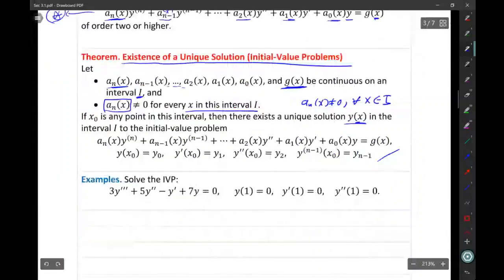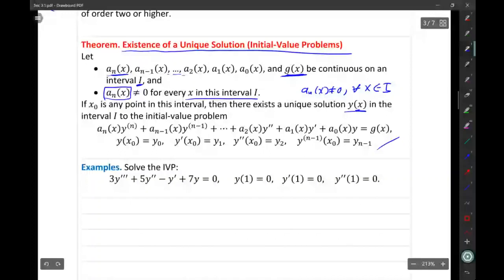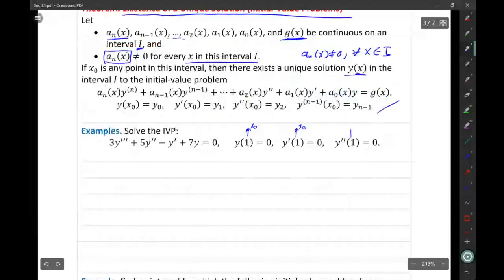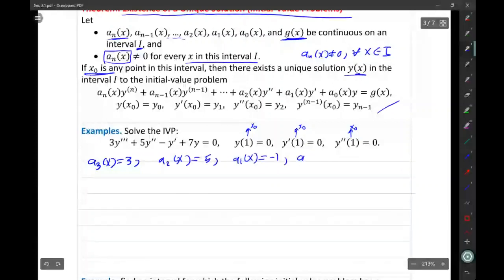Now, have a look at the following initial value problem. This is an initial value problem. Here the number one is x naught in my interval. This is a third order equation. a3(x) is equal to 3, a2(x) is equal to 5, a1(x) is equal to minus 1, while a0(x) is equal to 7, and the function g(x) is equal to 0.